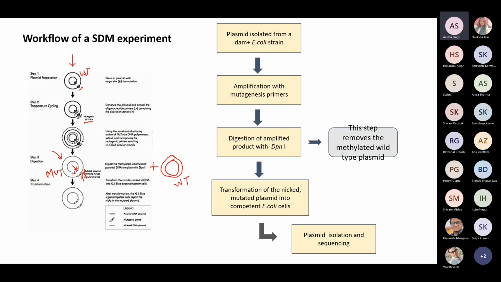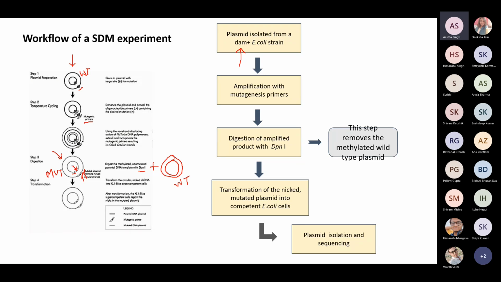Okay, now what do we do? Now comes the most important step here. You will learn about a particular enzyme called DPN1. What is DPN1? DPN1 is a restriction enzyme that only digests DNA which has a methylated site on it. So DPN1 only digests methylated or hemimethylated DNA. Now you might be wondering, I have written here plasmid DNA isolated from a DAM positive E. coli strain. What does that mean?